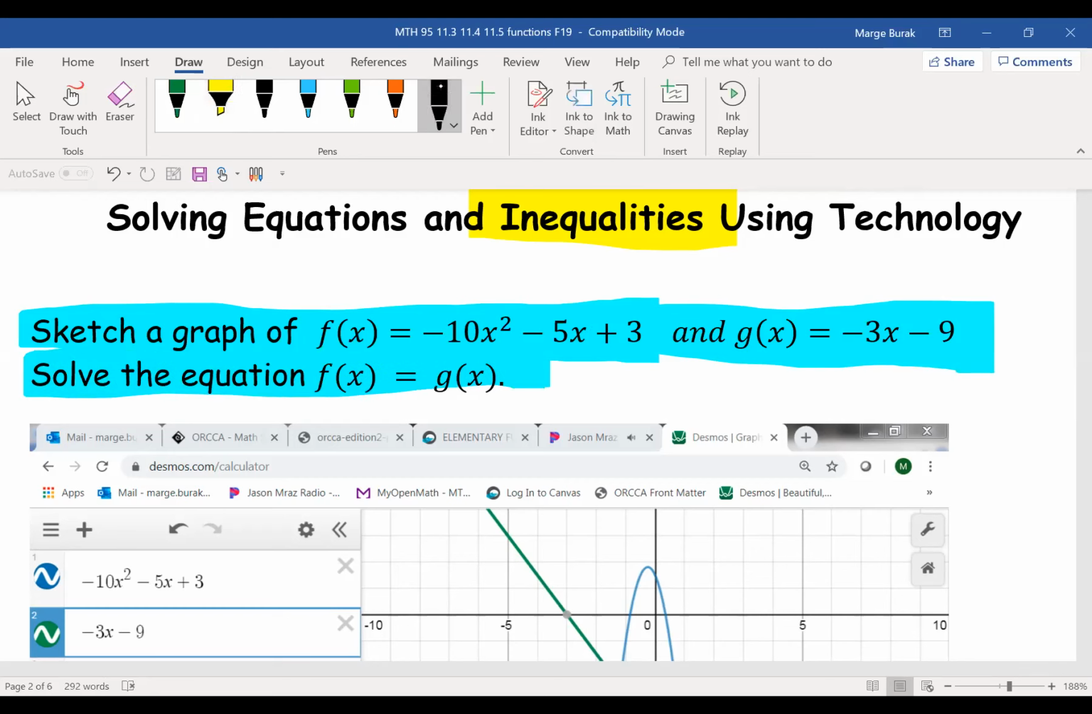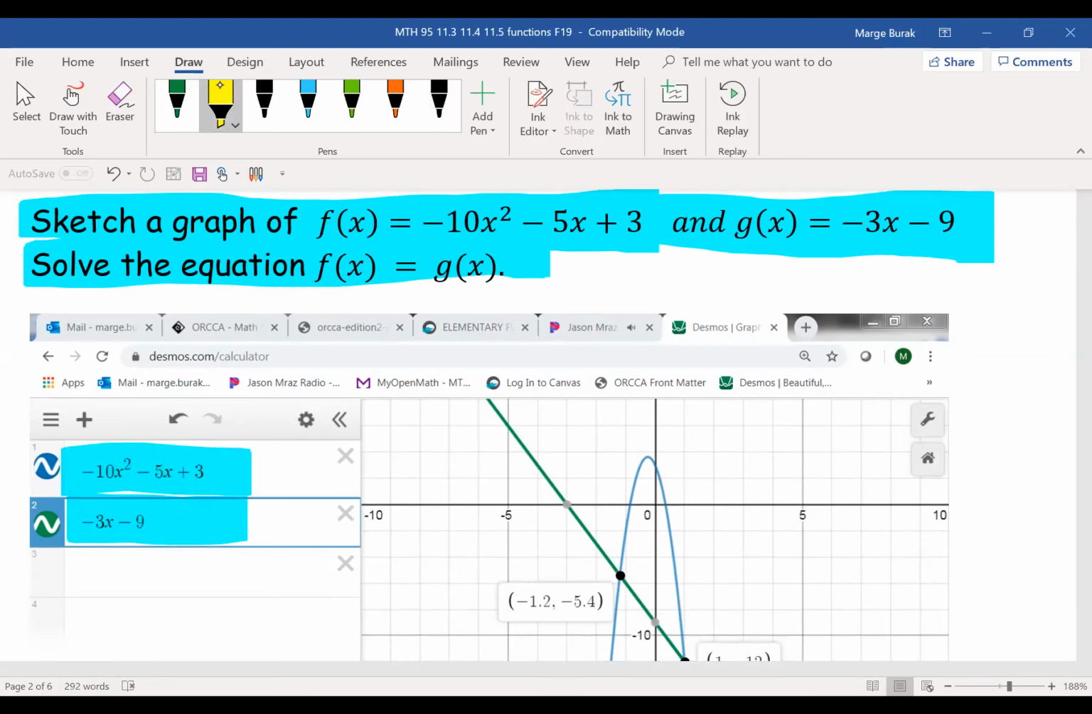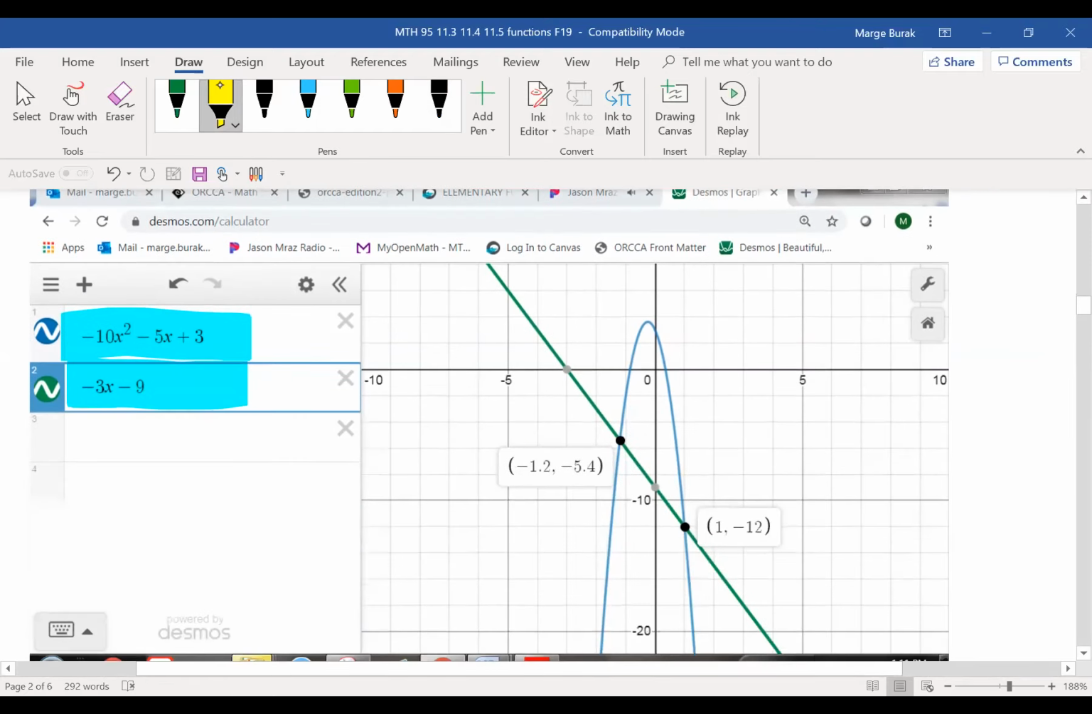Okay, so if we were going to do this with algebra, we would set negative 10x squared minus 5x plus 3 equal to negative 3x minus 9, and then we would solve this equation for x. Well, we'd have to set it equal to 0 and either factor it or use the quadratic formula. Well, we're not going to do that because we're using technology, and that's what's cool about technology: all you have to do, and I've done this already, is put the graphs in Desmos right here and find out the x-coordinates of where they intersect right here and right here.